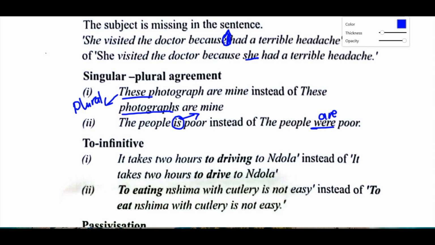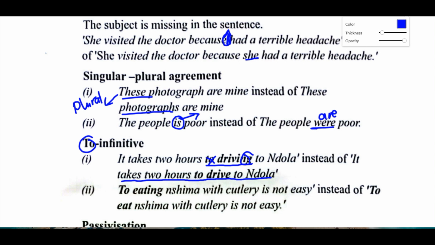We go to infinitive. "It takes 2 hours to driving to Ndola." So here we can't put the "-ing." So the correct one is "it takes 2 hours to drive to Ndola." Since here we have used the word "to," but if this was not there, the sentence is okay. "It takes 2 hours driving to Ndola."